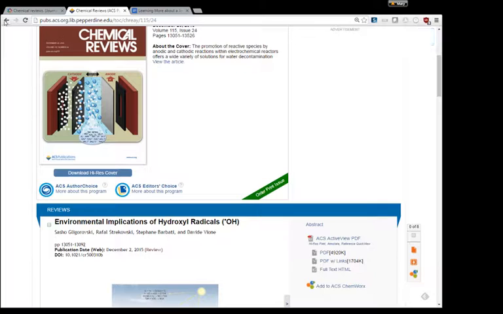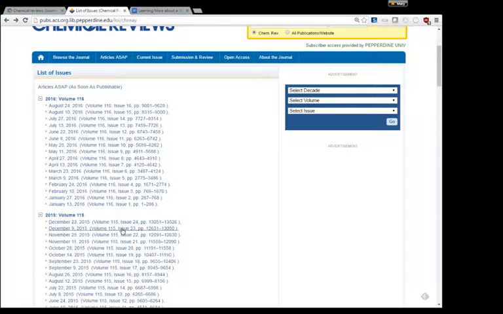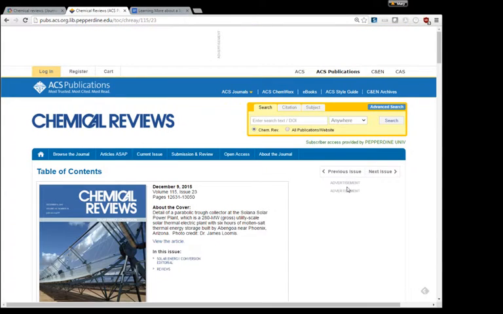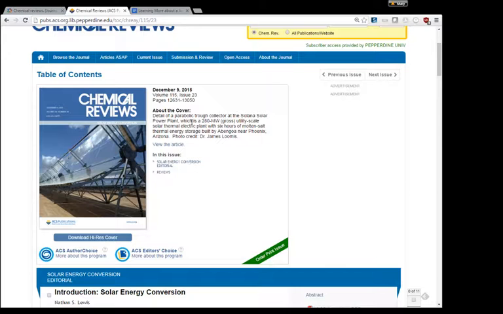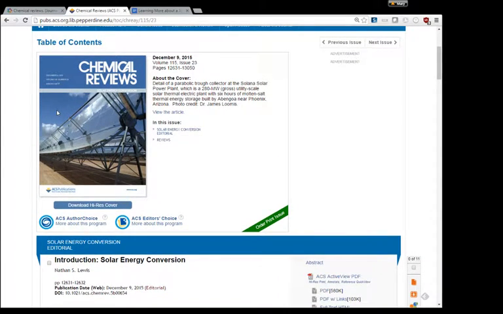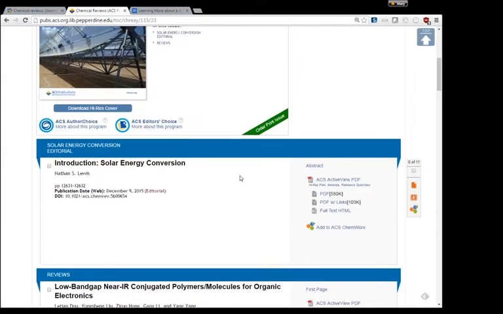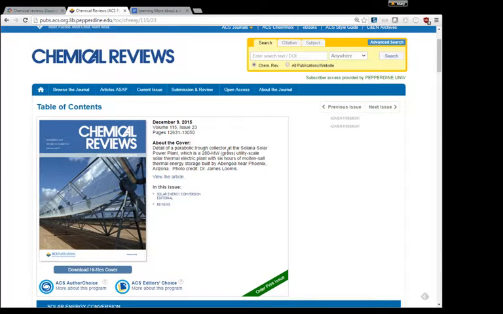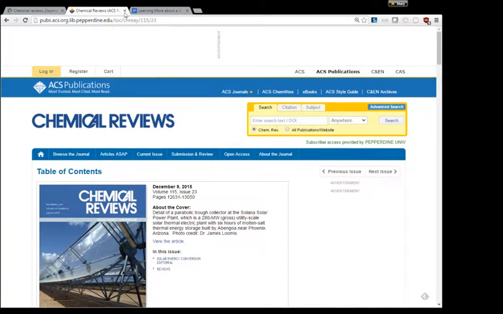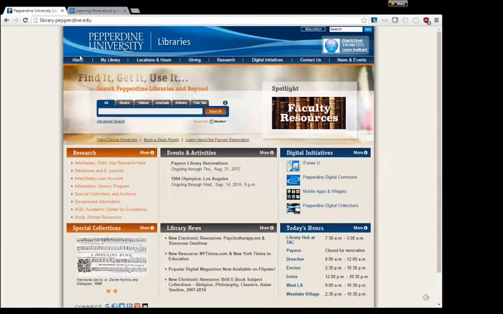You can also look and see that occasionally, let me go back to here, sometimes the issues are thematic. So here they have an issue that's dedicated to solar energy conversion. Okay, so that's looking at first biochemistry, and then chemical reviews, and now we're going to look for, because it's a little bit different, Chemical and Engineering News. So journals.